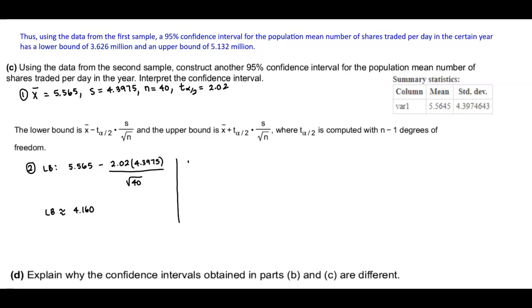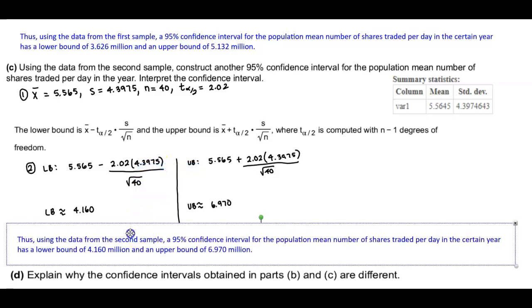Then we want to find the upper bound. So we're going to take, again, the sample mean, 5.565, and then add 2.02 multiplied by the sample standard deviation, divided by the square root of the sample size of 40. So we get the upper bound to be 6.970.